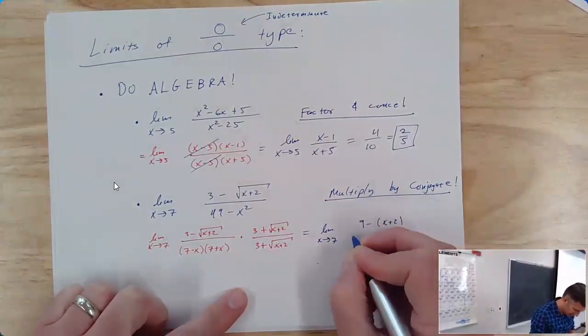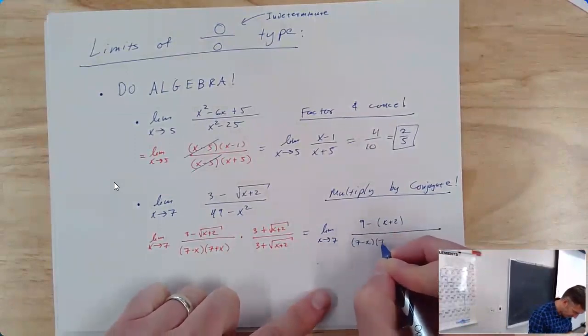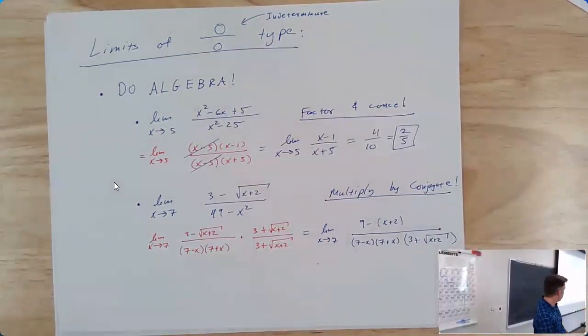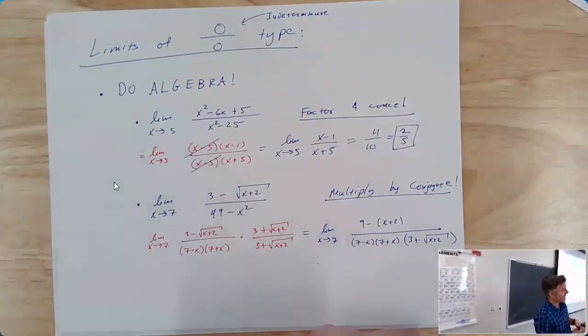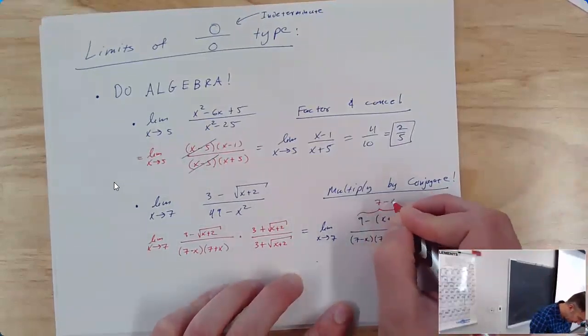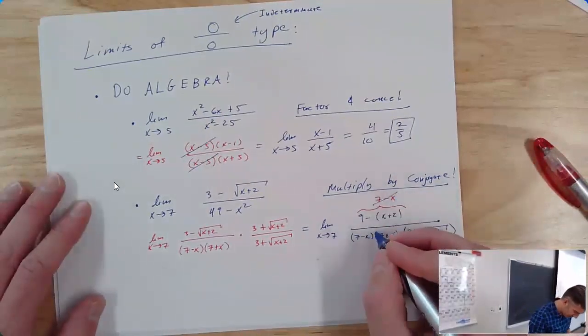This is going to work out very nice. On the bottom, we're just going to leave it as all that junk: 7 minus x times 7 plus x times the 3 plus the square root of x plus 2. We can simplify, and this is why the parentheses are important, by the way. This is 9 minus x minus 2, which becomes 7 minus x. So all this on top here is just 7 minus x, and we got lucky, that's already there. So that's totally going to cancel with 7 minus x right there.